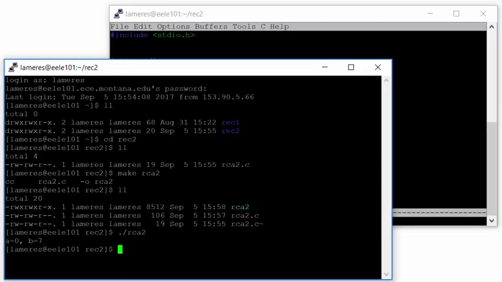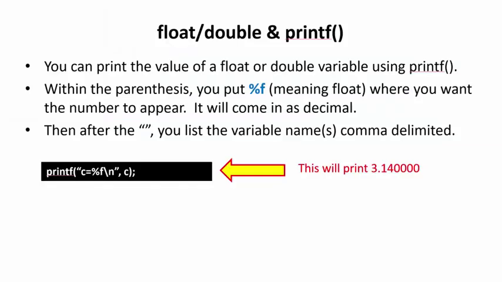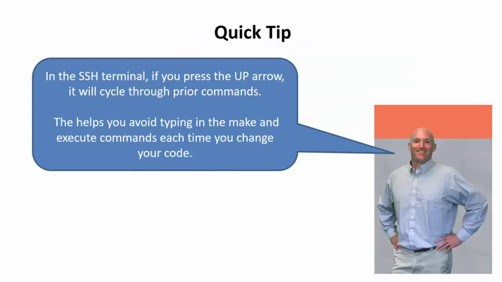All right, now I'm going to give you a little hint. Here I am giving you a hint. In the SSH terminal, instead of typing make every time, you can click the up arrow and it'll walk through the history of your prior commands. So this is extremely helpful when you are continually compiling and running. You don't have to type it in each time.